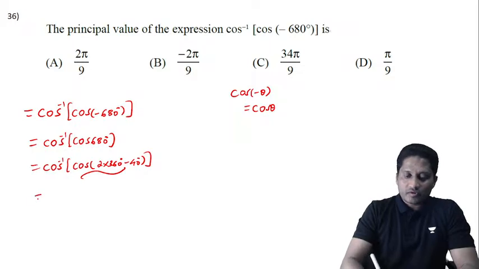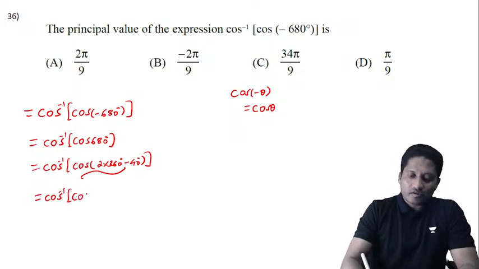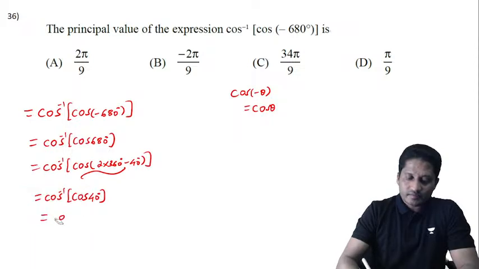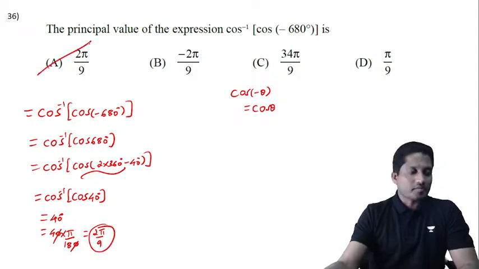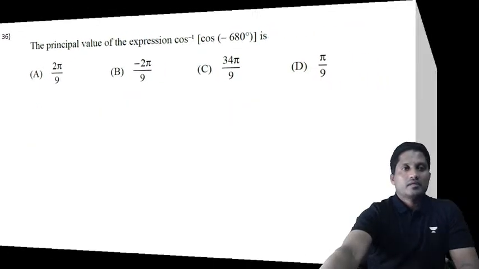360 minus theta is fourth quadrant, and in the fourth quadrant, cos is positive. You get cos 40 degree. Cos inverse of cos theta is theta, so this is 40 degree. If I convert 40 to radians, this is 40 pi by 180. Okay, 4 pi by 18 is 2 pi by 9. So the answer is 2 pi by 9, option A. Let's move to the next question.